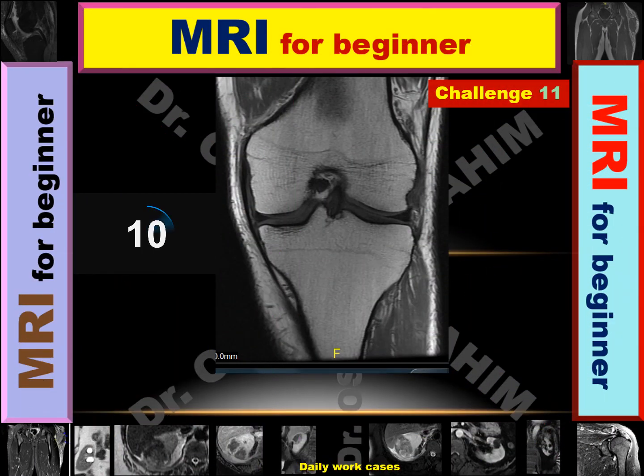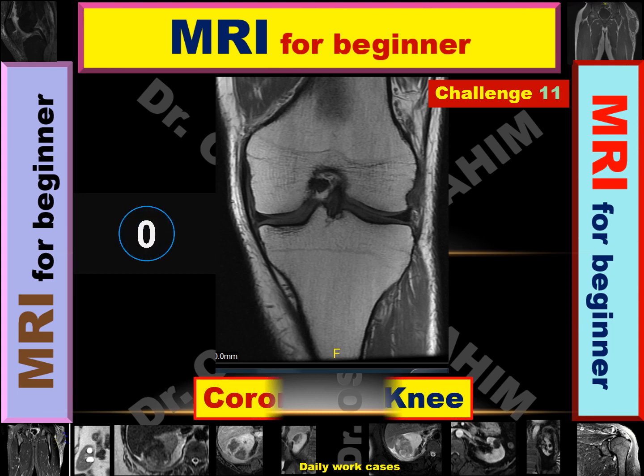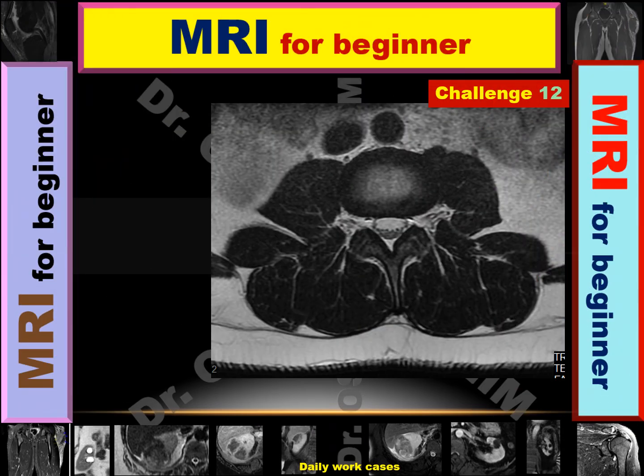Challenge 11. Coronal image T1 because the fluid in the articular cartilage is dark and the subcutaneous fat is bright. So this is T1 knee coronal image. A little bit more challenge cases.